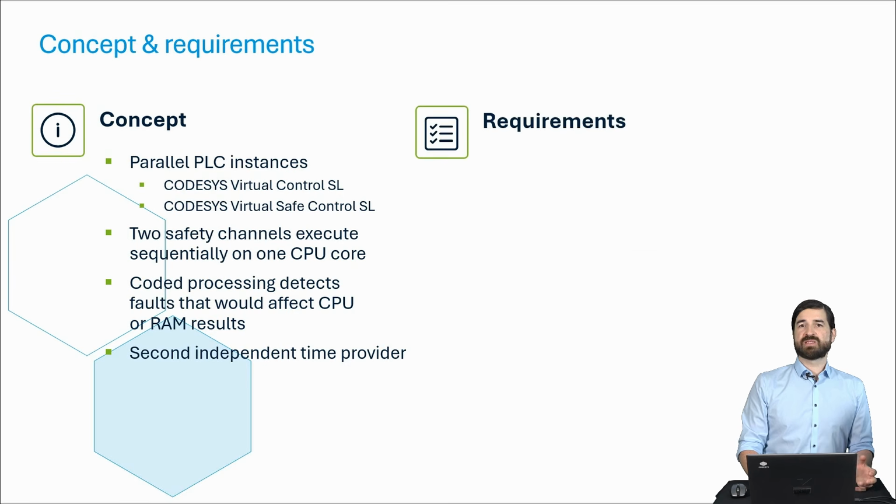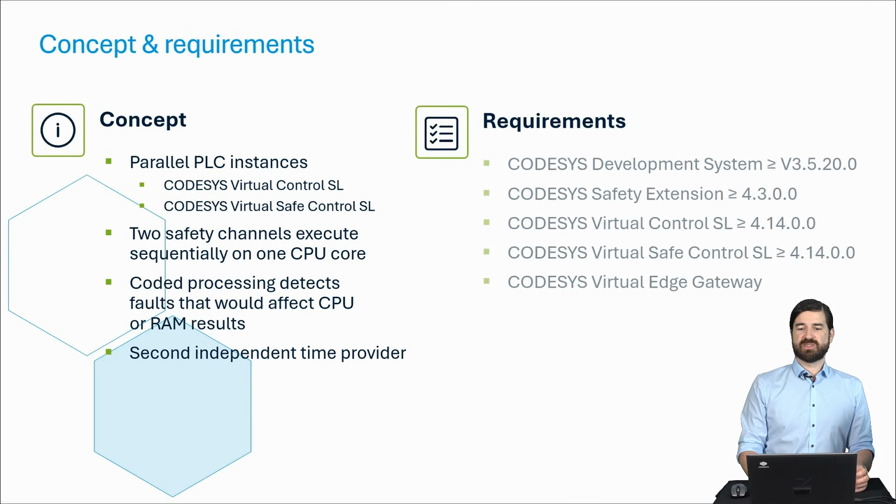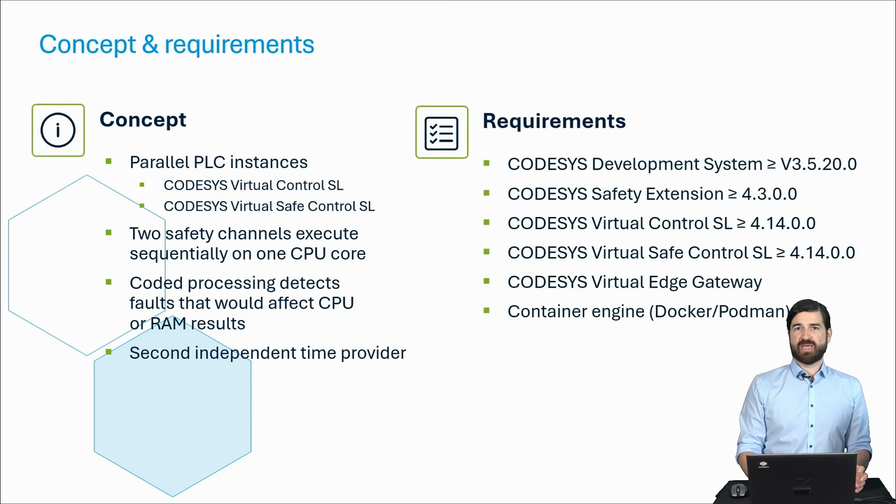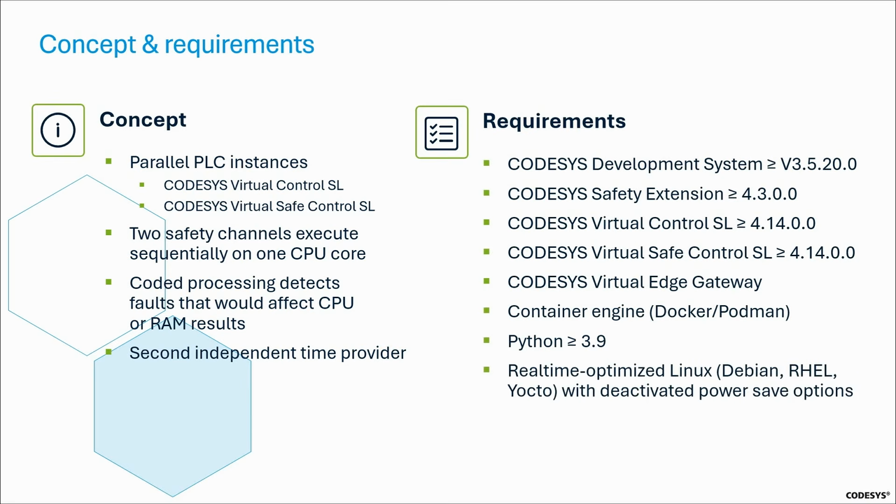On the requirement side, you need the CODESYS development system and a couple of CODESYS add-ons, a container engine, Python, a real-time capable Linux, and a compatible CPU architecture. Currently we support x86 and x64, and ARM support is scheduled for mid-2026, so this year. And you'll need SSH access to the target system for deployment.